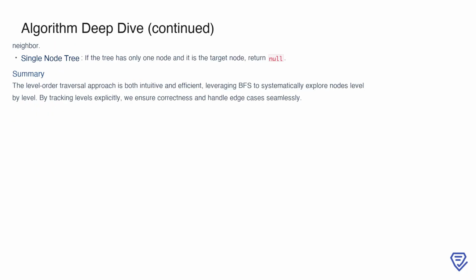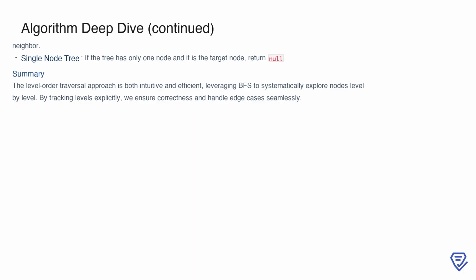Some important edge cases to consider include scenarios where the tree is empty, in which case we simply return null since there are no nodes to process. Another edge case is when the target node has no right neighbor. For example, if the target node is 7 in the tree from the earlier example, there is no node to its right on the same level, so we return null. Additionally, in a single node tree where the root is both the only node and the target node, there are no other nodes at the same level, so again, the result is null.